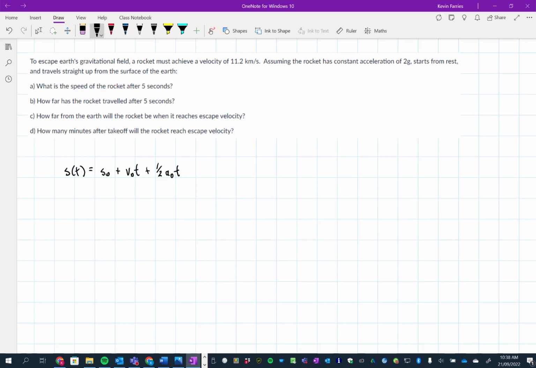What other equations do we have? We also have another equation, and if we had more time, we would derive these, but we don't really have time.